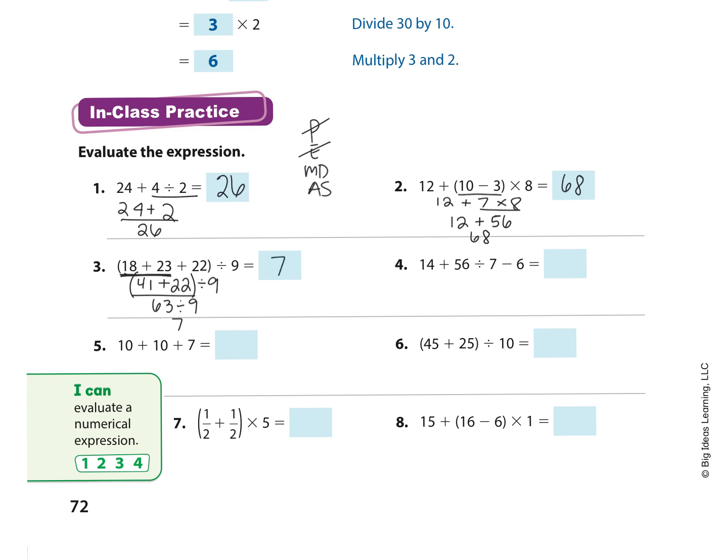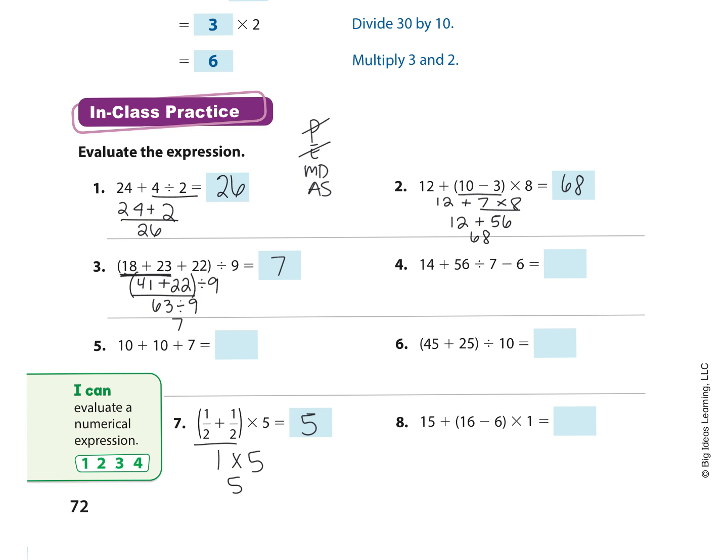Okay, the last one we're going to do is number 7 together. Then I'm going to let you try them with your tables. Okay, what's 1/2 plus another half? 1. And then 1 times 5? 5. Notice how it all makes a slice of a pizza. Okay, when you do 4, 5, 6, and 8, I want yours to look the same way.